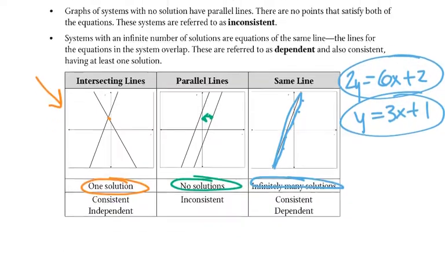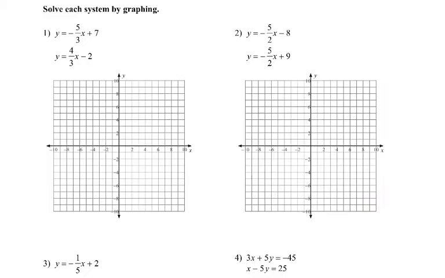So, let's take a look at doing this. Now, we've dealt with graphing inequalities and equations, so we're going to basically graph and find out where they meet. Let's take a look at number one. First thing we do is we graph both lines. They're both in slope-intercept form, which is great.